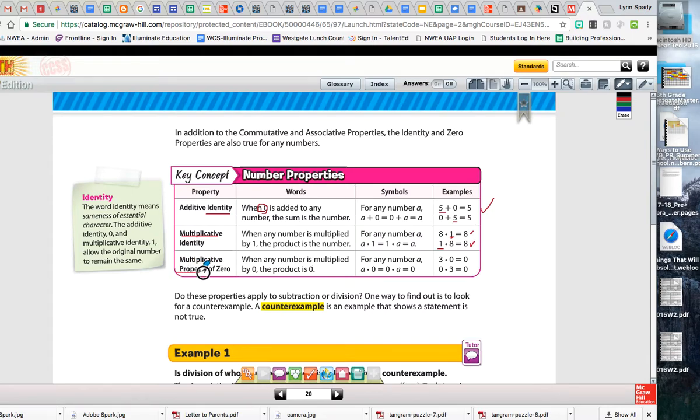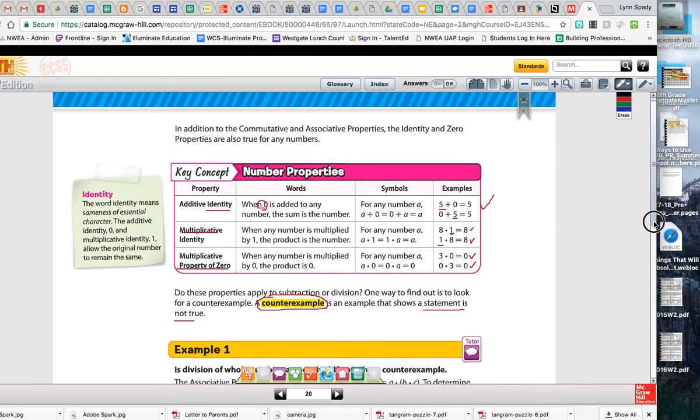And finally, the multiplicative property of 0 states that for any number, when you multiply by 0, you get 0. Okay, a counterexample is a really important word here to define. Make sure you get that in your notes, and that just shows you that a statement is not true, and you can say that it's not true by providing a counterexample showing that it does not hold true.